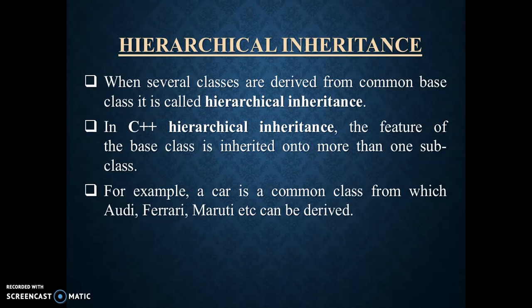Hierarchical inheritance: when several classes are derived from a common base class, it is called hierarchical inheritance. In C++ hierarchical inheritance, the features of the base class are inherited onto more than one subclass. For example, a car is a common class from which Audi, Ferrari, Maruti, etc. can be derived.